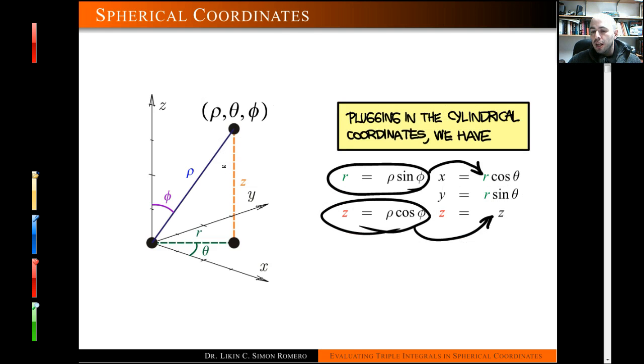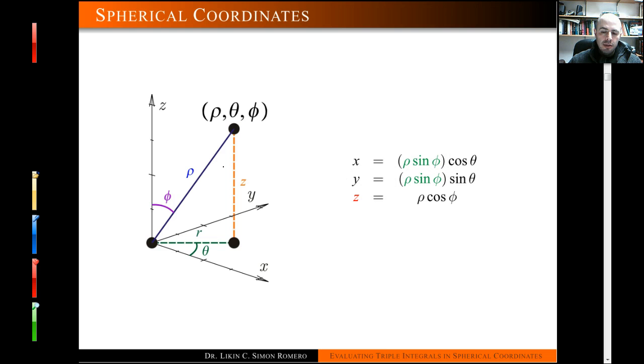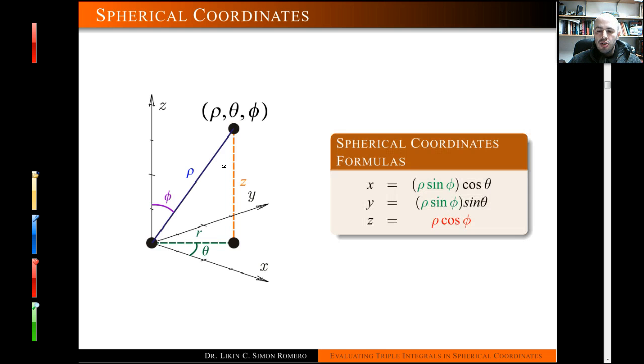So plugging into cylindrical coordinates, we have these expressions, and those are going to be the spherical coordinate formulas. Notice that it's not very difficult to see. This is r cosine of theta, this is r sine of theta, and this is z. So it's just taking cylindrical coordinates and doing some trigonometry to get that.